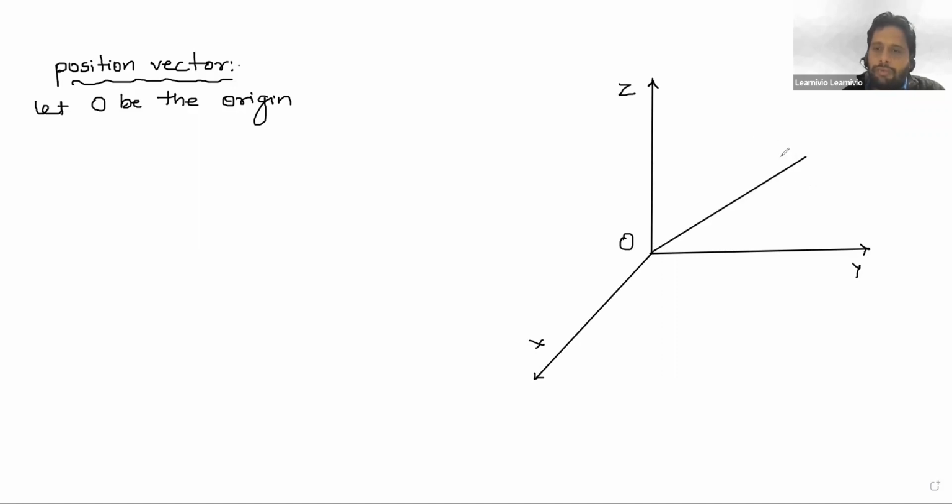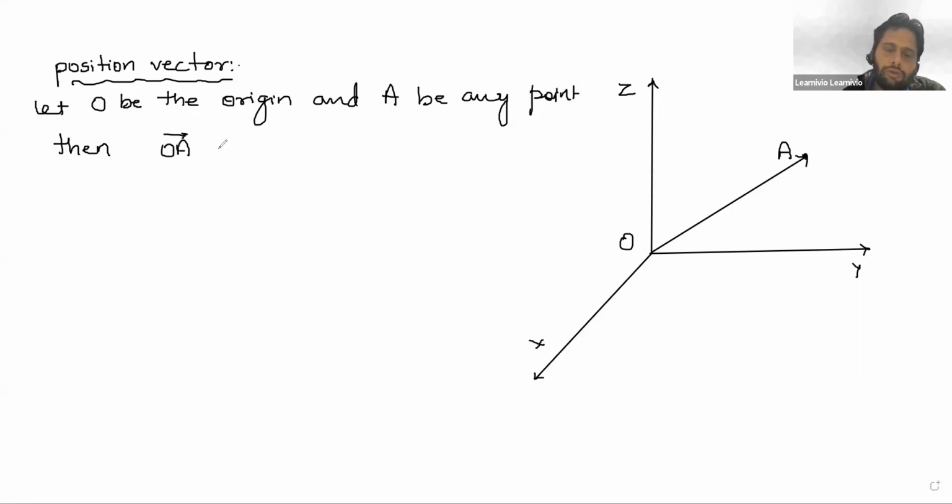Let O be the origin and A be any point. Then OA is called the position vector of point A.